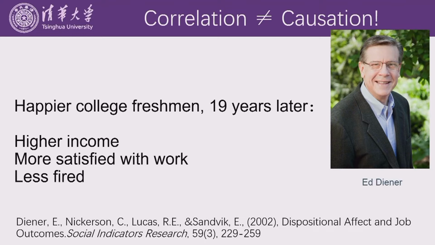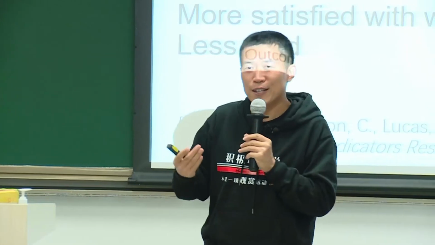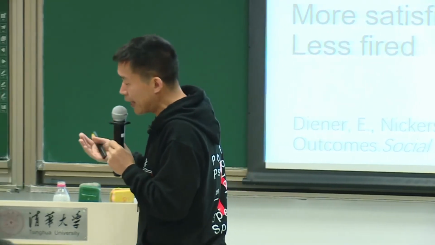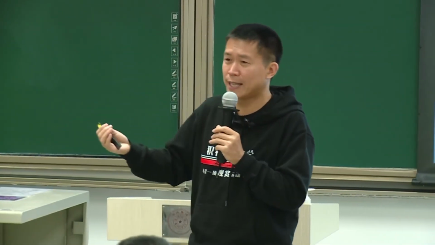So he did a study and looked at some college freshmen. So he looked at their questionnaire results that was done 19 years ago. So for some reason, they actually surveyed those freshmen's happiness and found some are happier than others. And then after 19 years, they found the happier freshmen now have higher income and are more satisfied with work, and they are less likely to be fired, which means they are more successful. So this is an example of happiness actually can predict your success in the future.